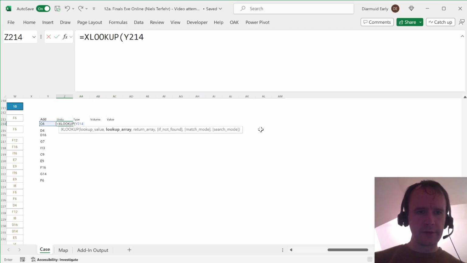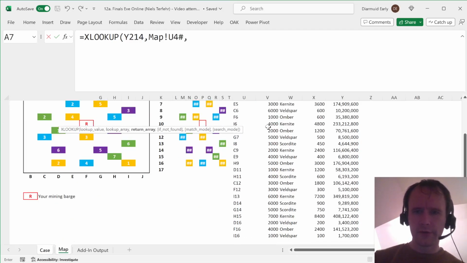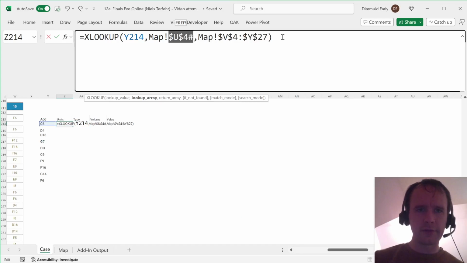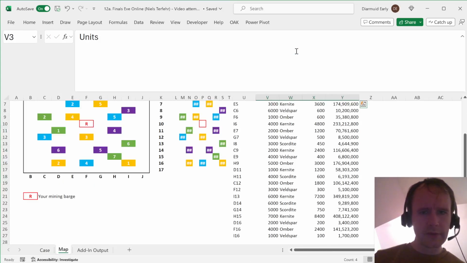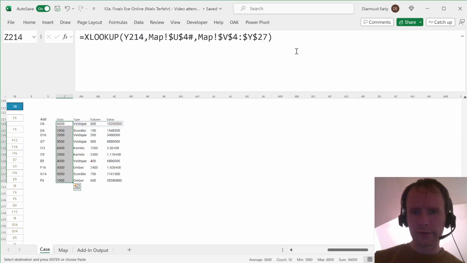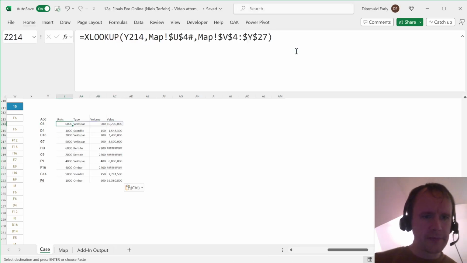And for that, I'm just going to xlookup this in here, returning from here. And I will need to lock both of those. I don't know why it didn't snap me back when I hit F4 that time, but it usually does anyway. So fill that down. And let's just take our format over here as well. Okay. Alright, didn't want all of that, never mind.